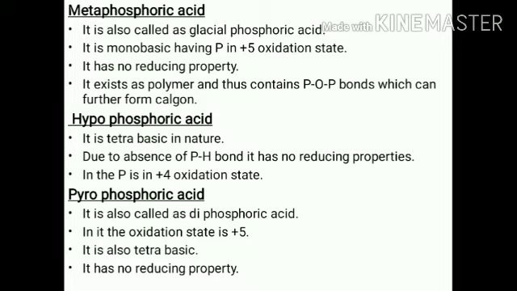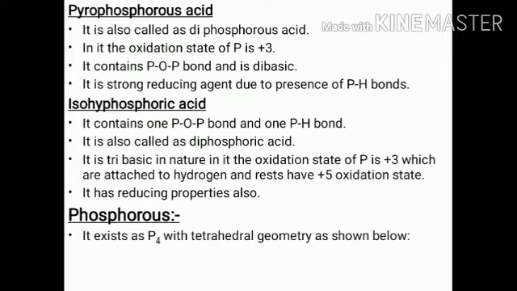Pyrophosphoric acid is also called diphosphoric acid. In it, the oxidation state is plus 5. It is also tetrabasic. It has no reducing property. Pyrophosphorous acid is also called diphosphorous acid. In it, the oxidation state of P is plus 3. It contains a POP bond and is dibasic. It is a strong reducing agent due to the presence of PH bonds.